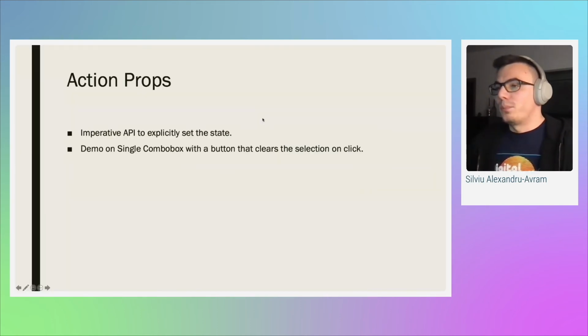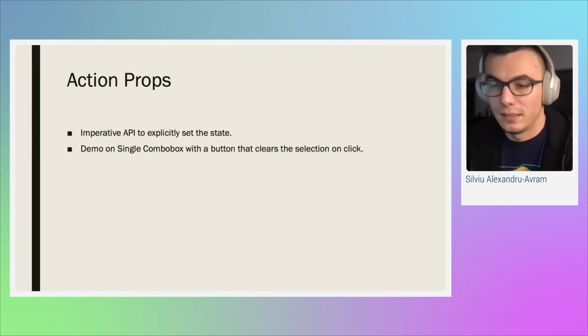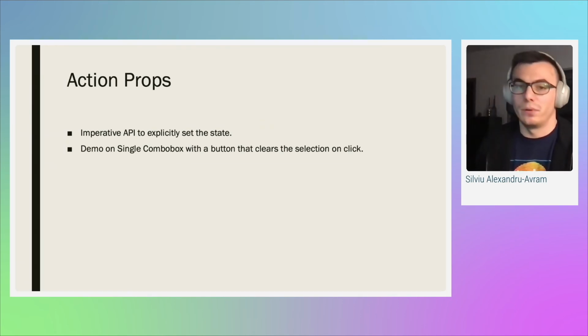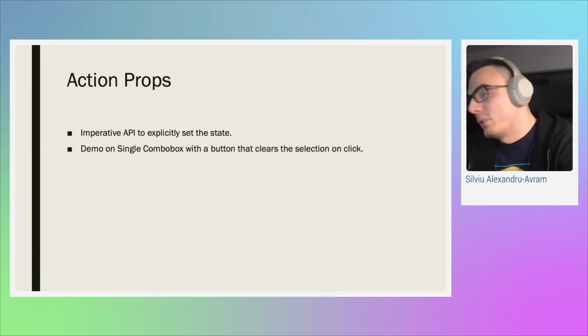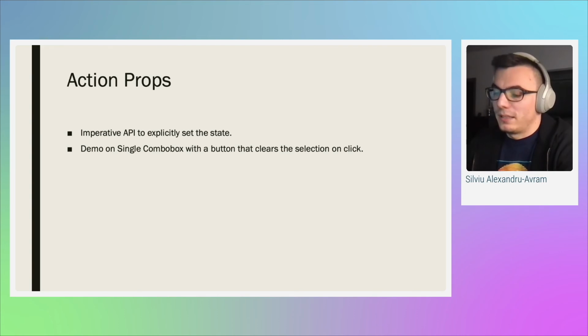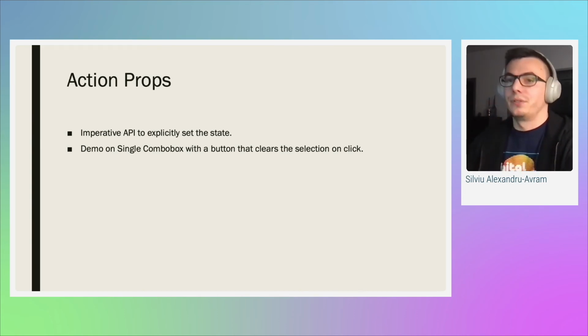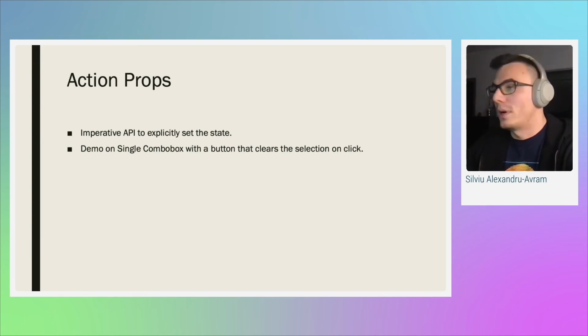So that was the action props. It's the imperative API to explicitly set the state. It's the escape hatch that you might require to explicitly set the state of the hook. As I said, we encourage you to use the declarative API with the state props and the getter props, and the props passed to Downshift, obviously. But if it's not possible, then this is your escape hatch.